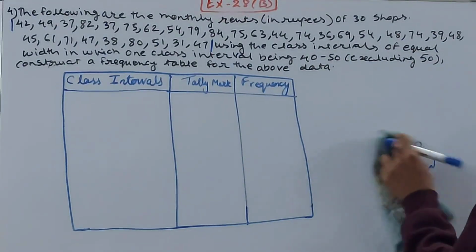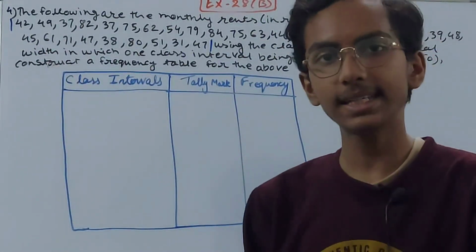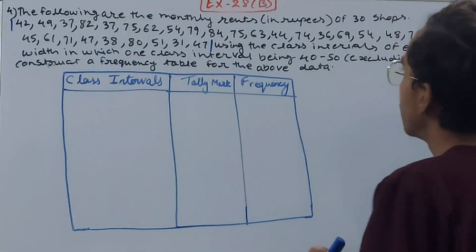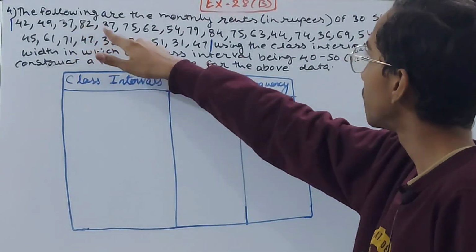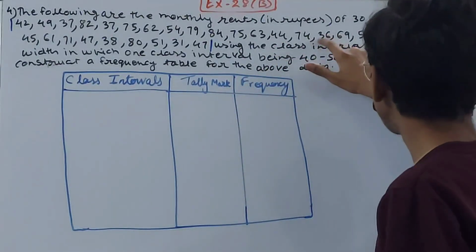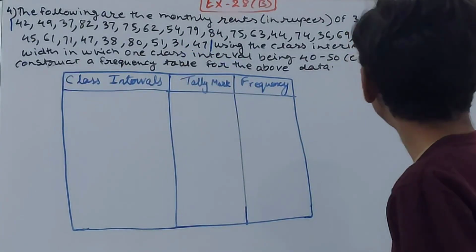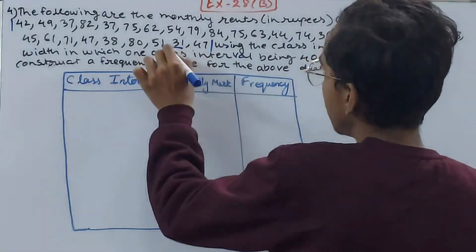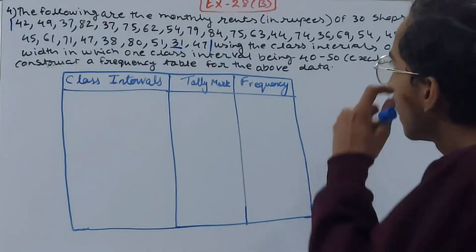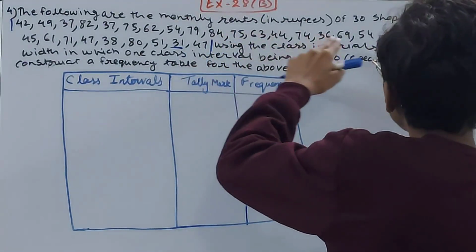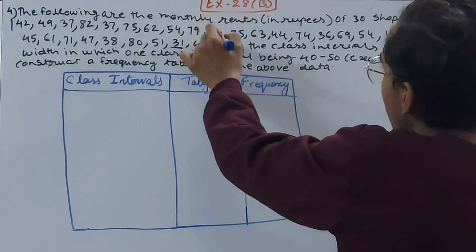If this is my data, I will see which is the lowest value and which is the highest value. The lowest value in this data, we have some values in the 30s also. There is 37 here, and 36 is also here, and 31 is here. So 31 is the lowest value. And among the highest values, there is 84 here, and 82 is also there. So 84 is the highest.